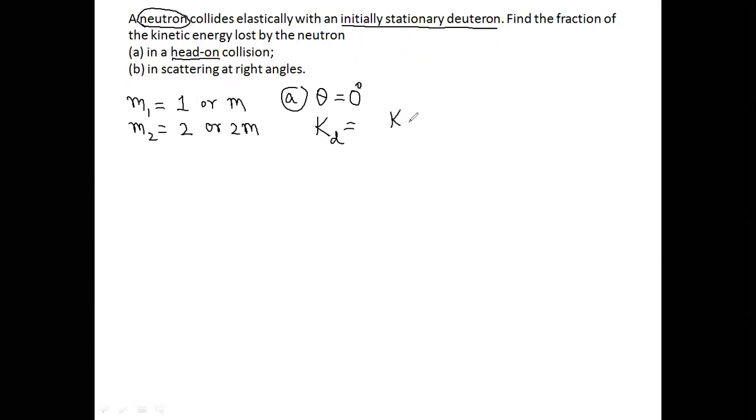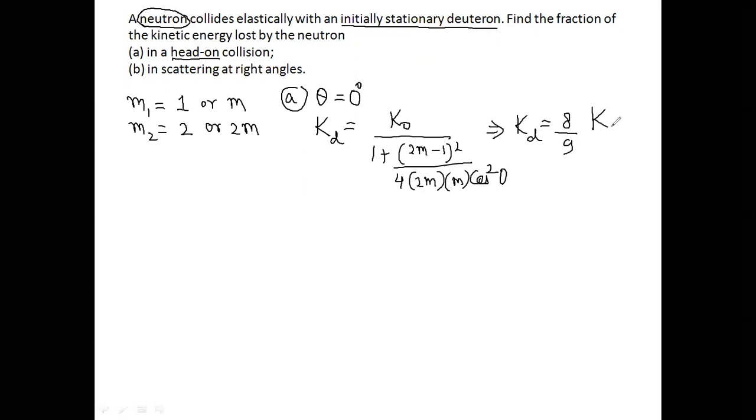And now you can find out the kinetic energy of deuteron. It will be the initial kinetic energy of neutron, K0, over 1 plus (M2 minus M1, which is 2m minus m) whole square divided by 4 M1 M2, and then cosine square of 0 degree. Solving it, you will get that the kinetic energy of deuteron is 8 upon 9 times the kinetic energy of neutron before collision.